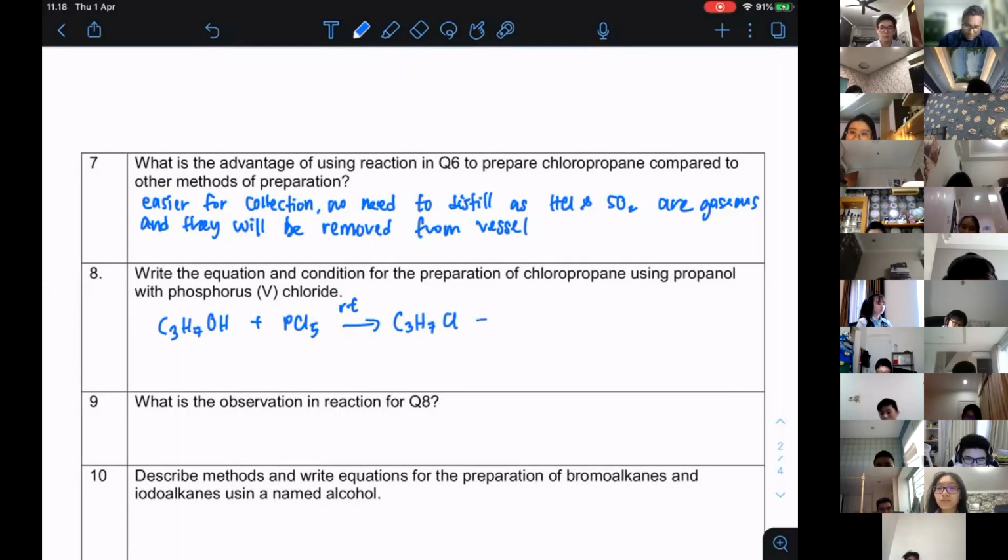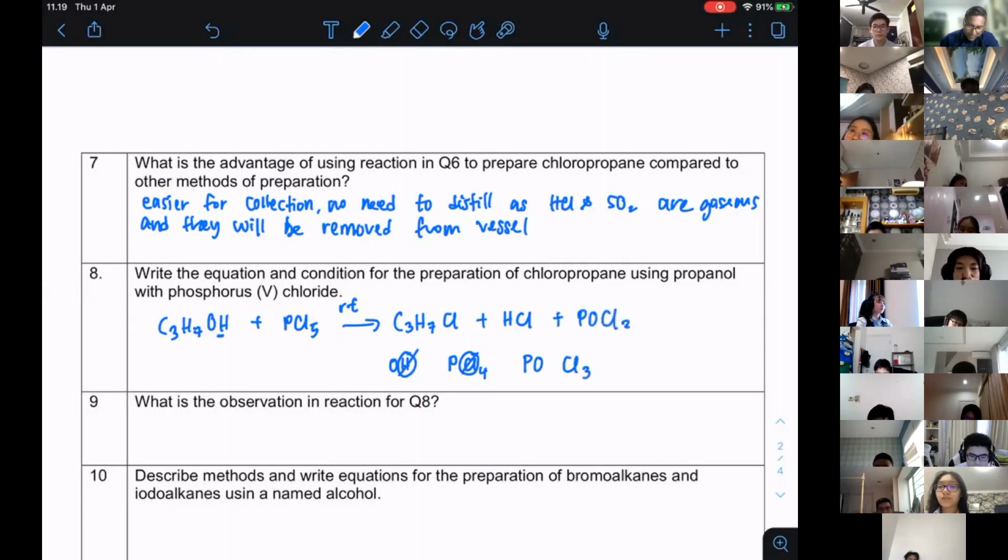Now the OH is out, and one of the Cl went over there. So you have PCl4. How do I join them together? You are going to get HCl, so this H and this Cl you will be using up. Then you have PO and Cl 3, so you just put POCl3.